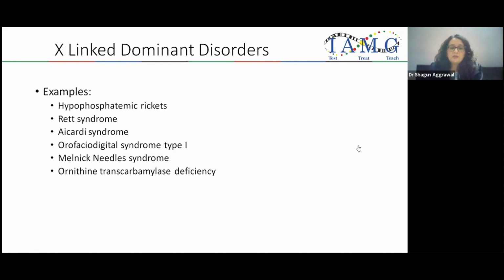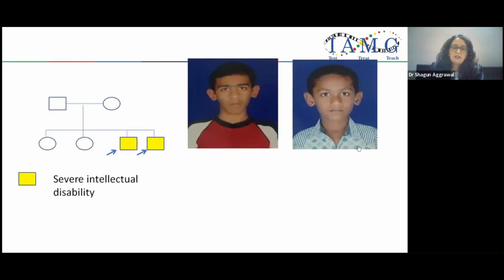So some common X-linked dominant conditions besides hypophosphatemic rickets and incontinentia pigmenti are Rett syndrome, Aicardi syndrome, orofacial digital syndrome, and Melnick-Needles syndrome, and another metabolic condition also. So then between the spectrum of X-linked recessive and X-linked dominant, we also have some other unusual inheritance patterns or mechanisms, or you can say phenomena, which occur in X-linked genes or X-linked conditions.